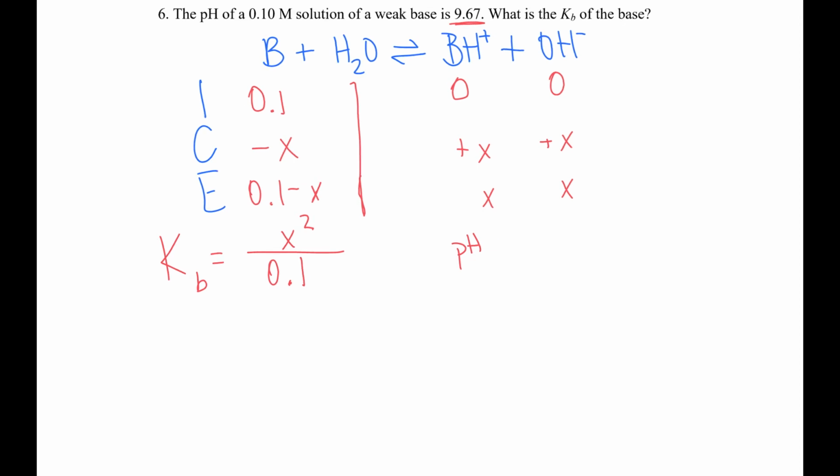So 14 minus pH is equal to pOH, which is equal to 4.33. At this point we can find OH. Remember, we do that by doing the second log of the negative pOH. This happens to be 4.67 times 10 to the negative 5.